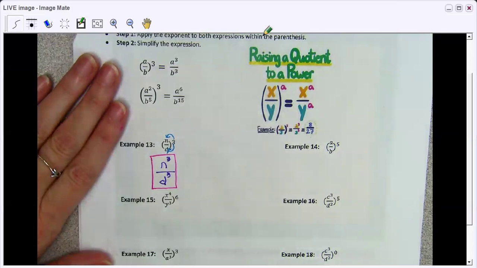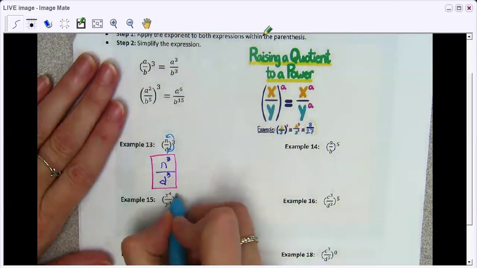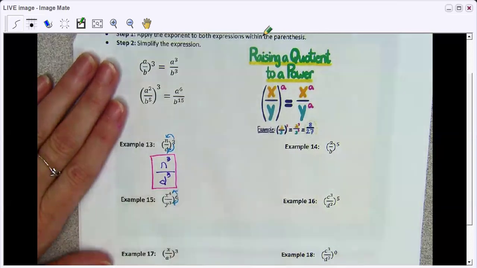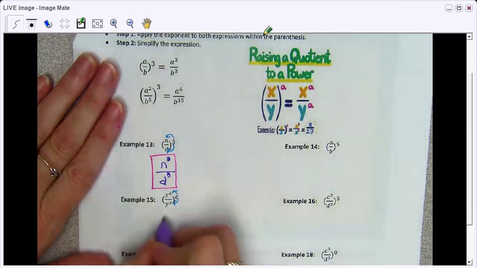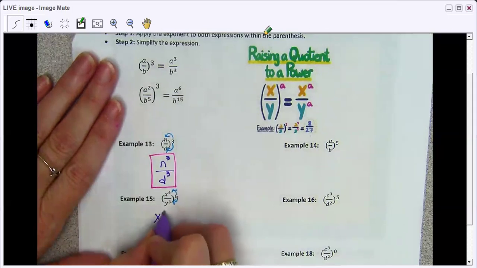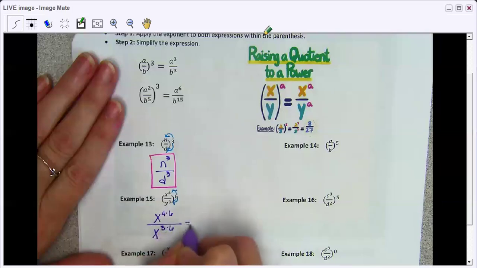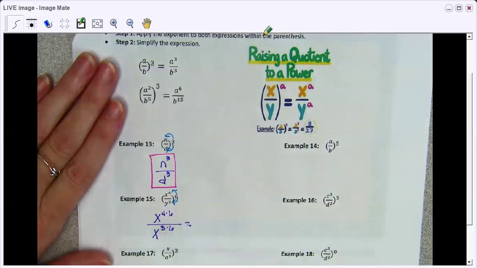Thank you. So I'm going to distribute the 6 to the exponent of the x and the exponent of the y. So I have x to the power of 4 times 6 over x to the power of 3 times 6. Not x, y, I'm sorry.